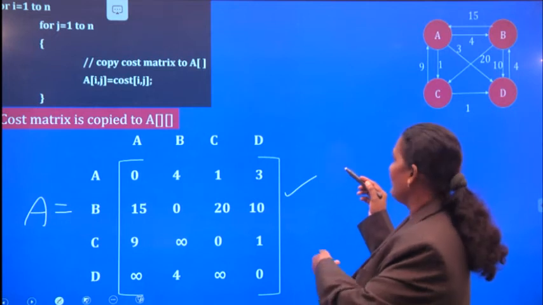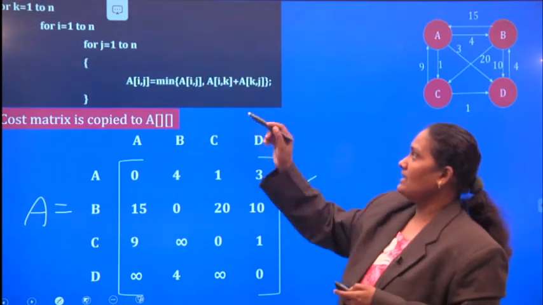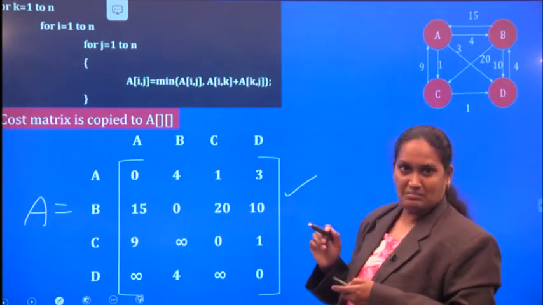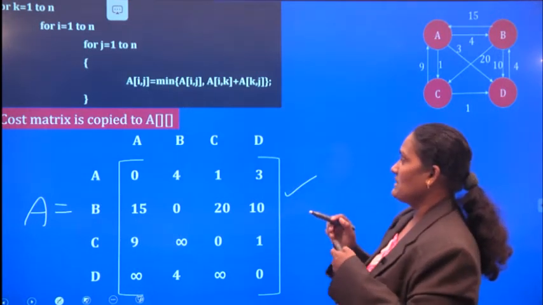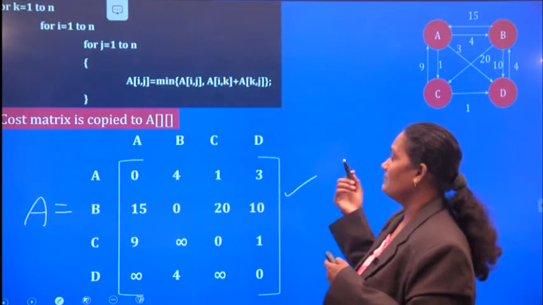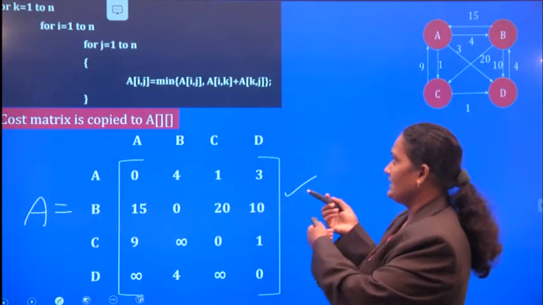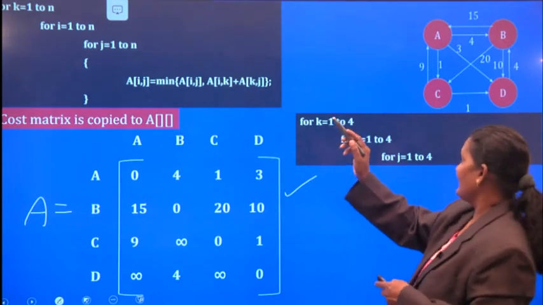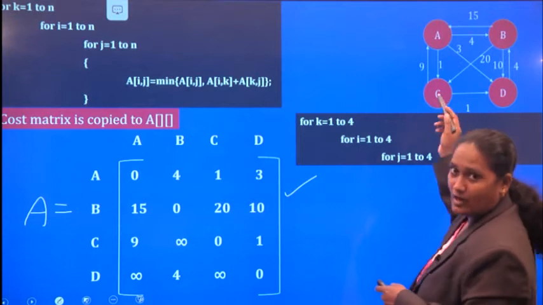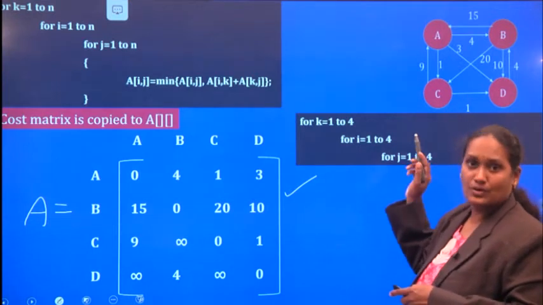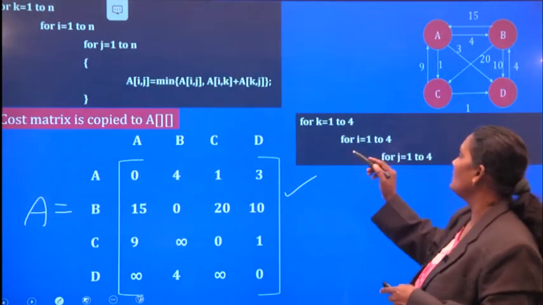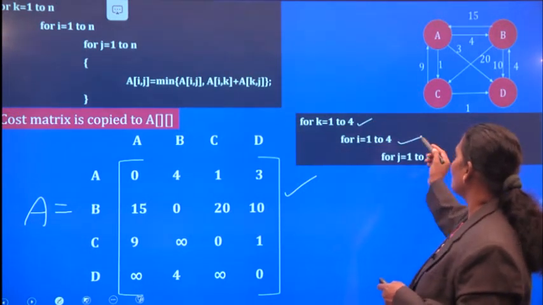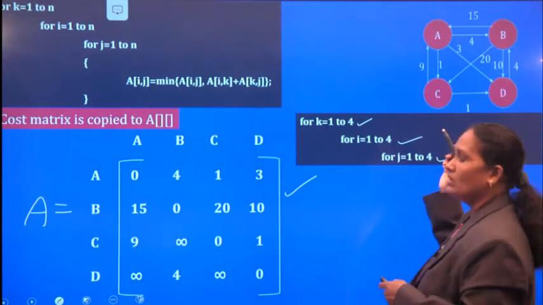Now what is the second part? The second part of the algorithm is that we need to find the minimum cost, that is, the updatable value. Now let us see. For k is equal to 1 to n. Here what is n? n is the number of vertices. How many vertices are there in the given graph? 4 vertices are there in the given graph. So for k is equal to 1 to 4, for i is equal to 1 to 4, for j is equal to 1 to 4.